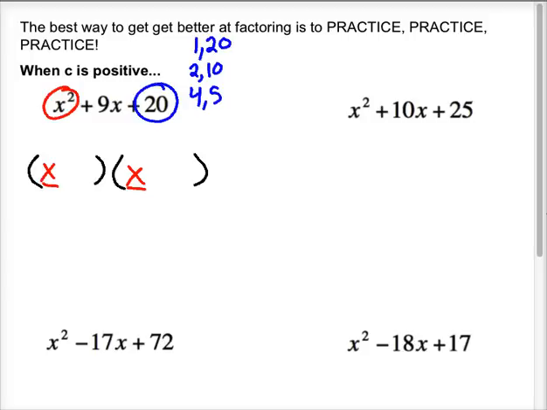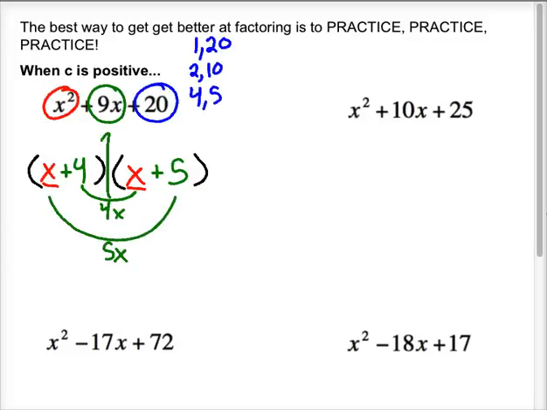Now I need to find the combination that will combine to give me the 9x. I think you can probably see relatively quickly that here, that'll give me 4x, that'll give me 5x, and that's what it takes to give me that 9x. So that is my answer, using the x plus 4 and the x plus 5 to factor it.